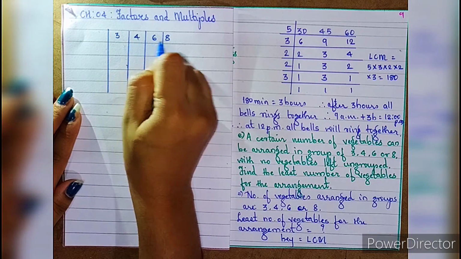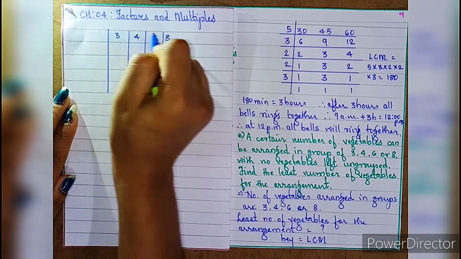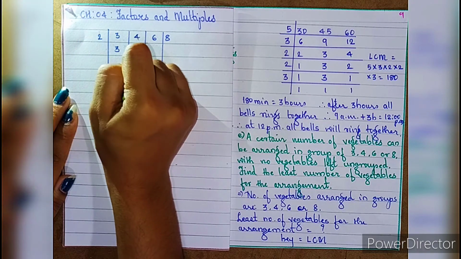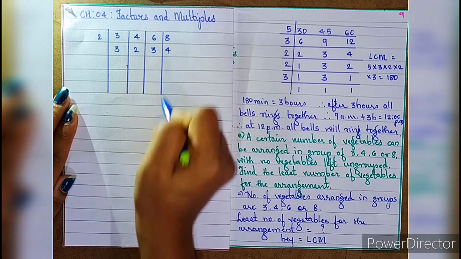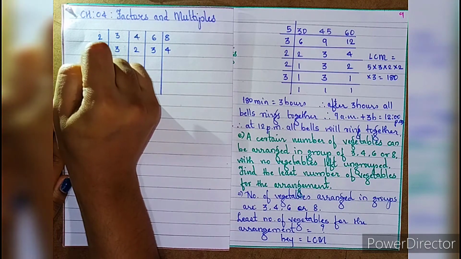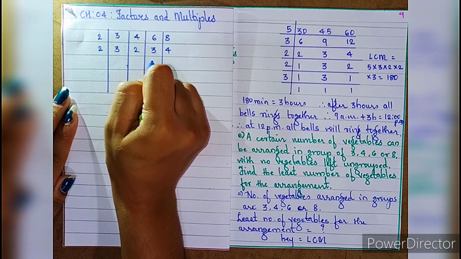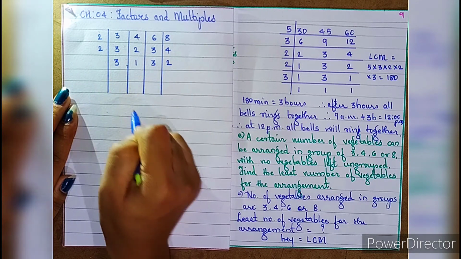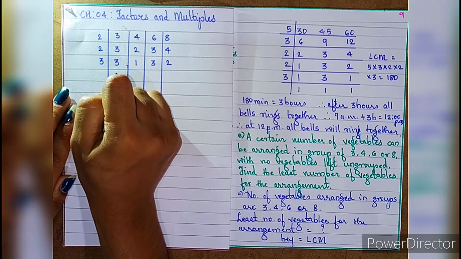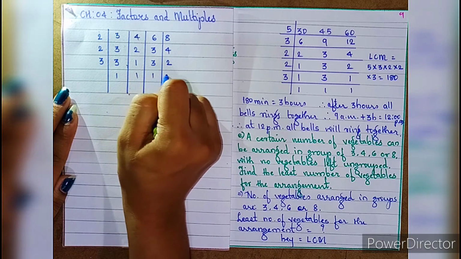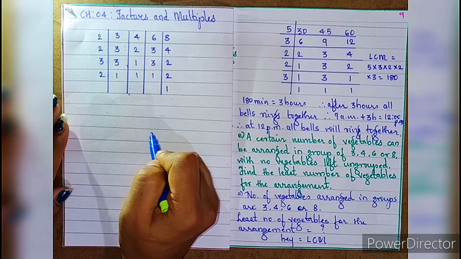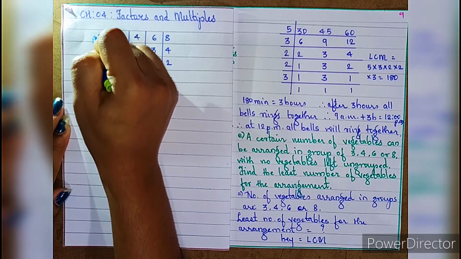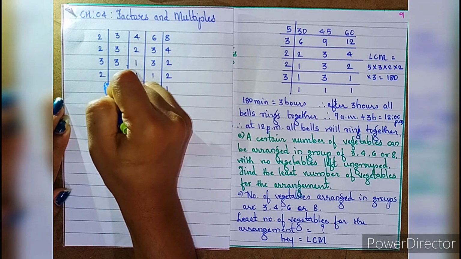4, 6, 8 are divisible by 2. So let's divide by 2, keeping 3 as it is, because 3 is not divisible by 2. So 2 2s are 4, 2 3s are 6, 2 4s are 8. Further, let's divide by 2 again. As 3 is not divisible by 2, we write 3 as it is. 2 1s are 2, 2 2s are 4. Further, you can divide by 3. 3 1s are 3, 1 as it is. 3 1s are 3, 2 as it is. 2 1s are 2. Thus, we have obtained the prime factors. We have to multiply these together to get the LCM.